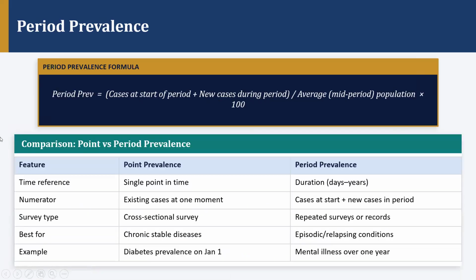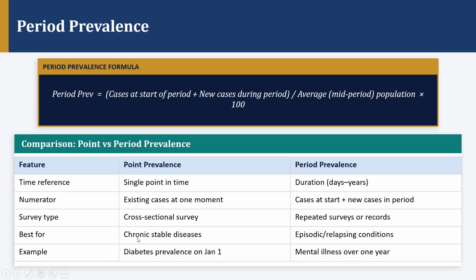Next is the period prevalence. Period prevalence is cases at the start of the period plus new cases during the period divided by the average population multiplied by 100. So, the comparison of point and period prevalence: for time reference, point prevalence is a single point in time, whereas period prevalence spans a duration of days or years. The numerator in point prevalence is existing cases at one time. In period prevalence, it is cases at the start plus new cases in the period. Survey types include cross-sectional survey in point prevalence and repeated surveys or records in period prevalence.